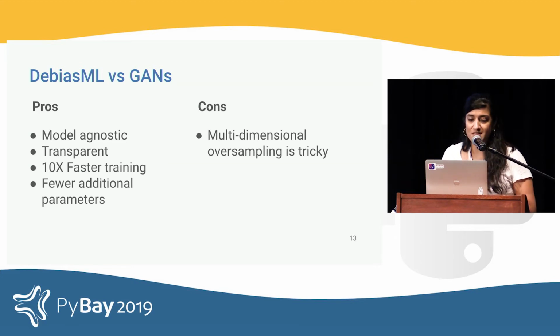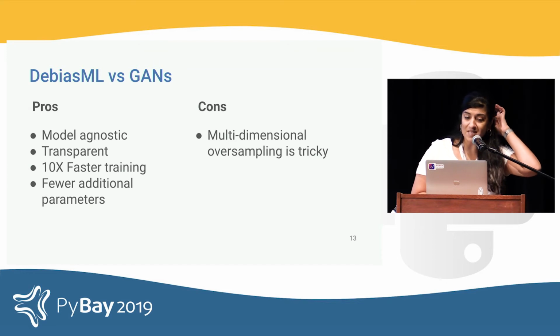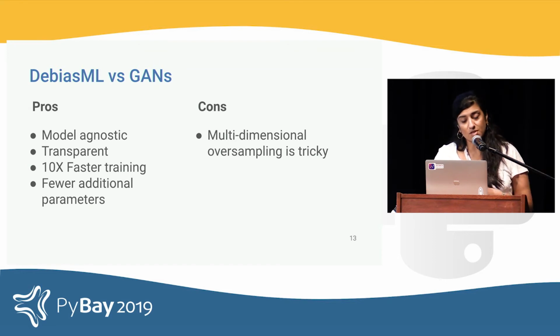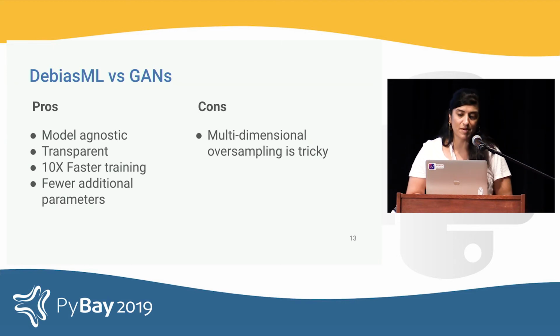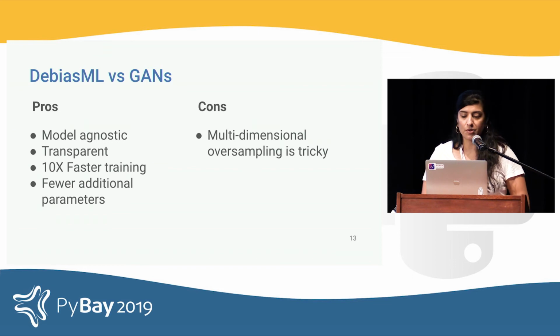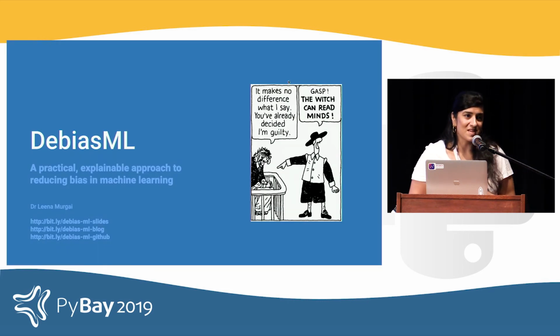So predictive performance isn't the only dimension DebiasML beats GANs on. DebiasML is model agnostic, it's transparent, it's 10 times faster to train, and it's easier to train because there are fewer additional parameters. It's not perfect though. Multi-dimensional oversampling is tricky. The number of distinct pools from which you need to oversample increases exponentially with the number of sensitive features.